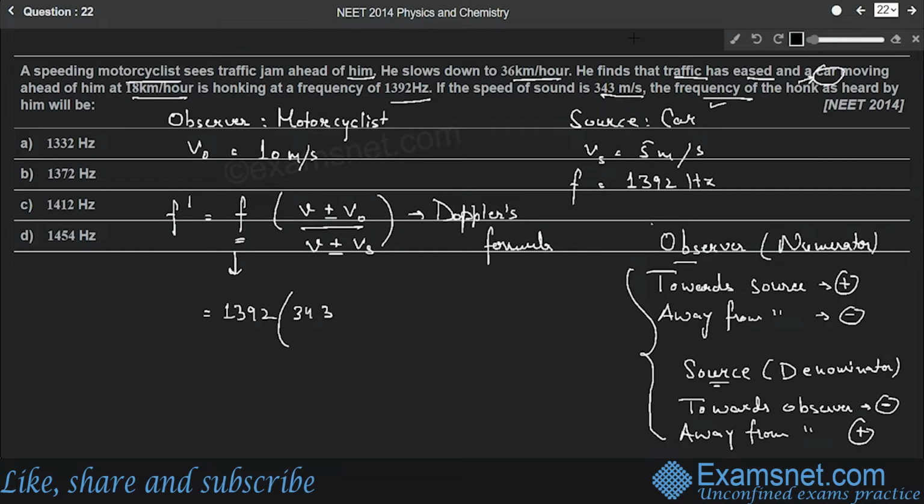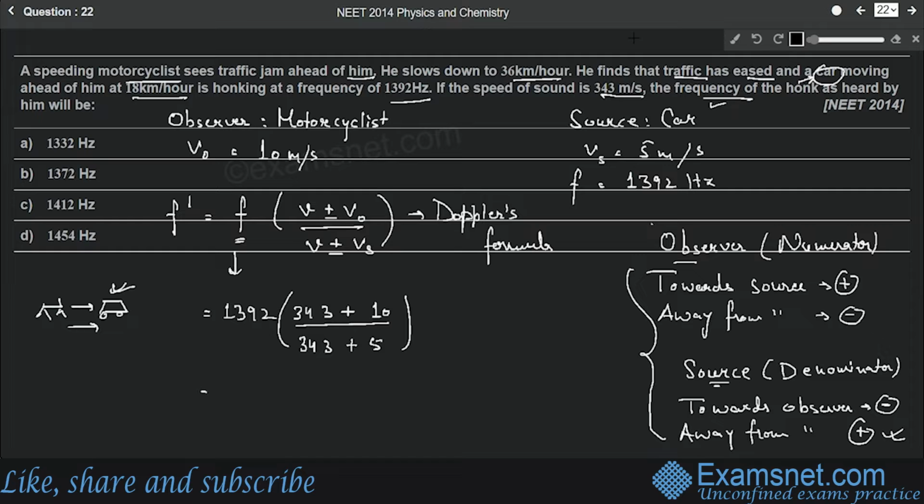Now here, on the numerator side, the observer is moving towards the source, right? This is the motorcyclist, and it is moving towards the car, right? So there will be a plus sign. And the speed of the observer is 10 meter per second. On the denominator side, speed of the sound 343, and this time again a plus sign because the source, that is the car, is moving away from the observer. So plus sign again. Okay. And the speed is 5 meter per second.